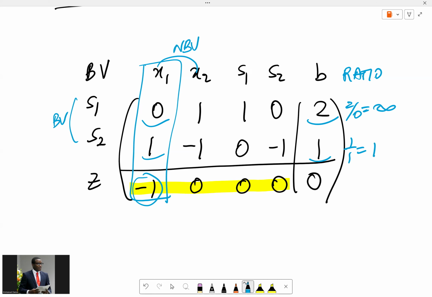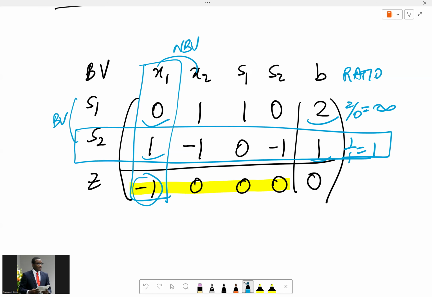If you even look at infinity as a very large number, right? So it automatically means that s2 will leave. So this is the smallest value now. So see this now. So it means that s2 will leave. So x1 is coming to take the place of s2 naturally. That's just what that is about. Okay, so s2 will leave the basis and x1 will enter.